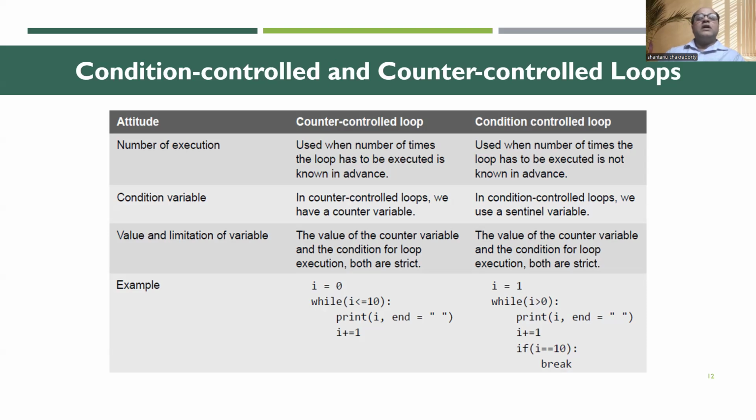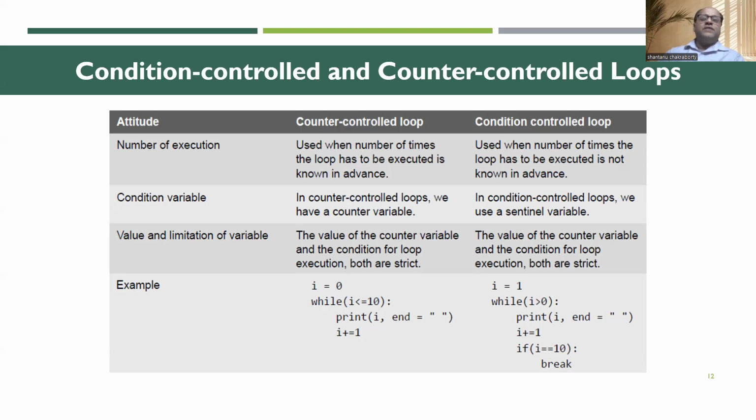Then we have the counter control loop. In a counter control loop, we have a counter variable, whereas in a conditional control loop, we use a sentinel variable. So we use the value and the limitation of a variable within a counter control loop. But under the conditional control loop, the value of the counter variable and the condition for the loop execution are both restricted.